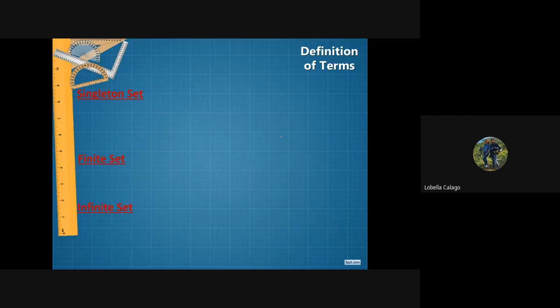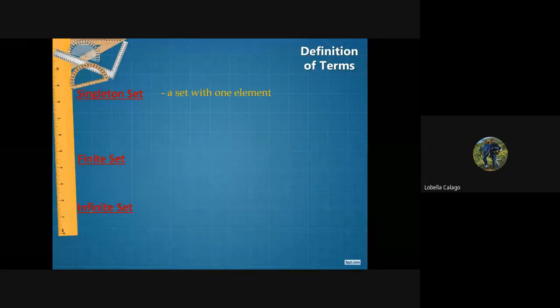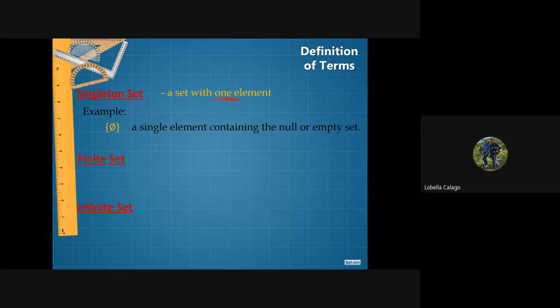Okay, so we also have singleton, finite set, and infinite set. Ano ito, mga singleton set, finite set, and infinite set? So, tingnan natin. The singleton set is a set with one element. So, meron siyang isang element. For example, this one is a single element containing the null or empty set. So, ano ang magkakaiba, ma'am? Is this one the same with that? Or this one the same with the empty set? So, they are not the same.